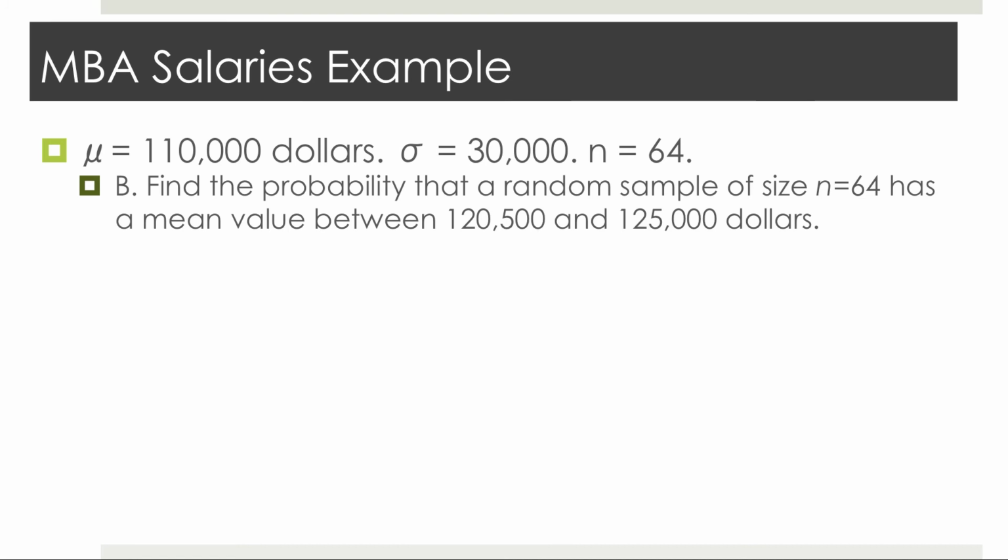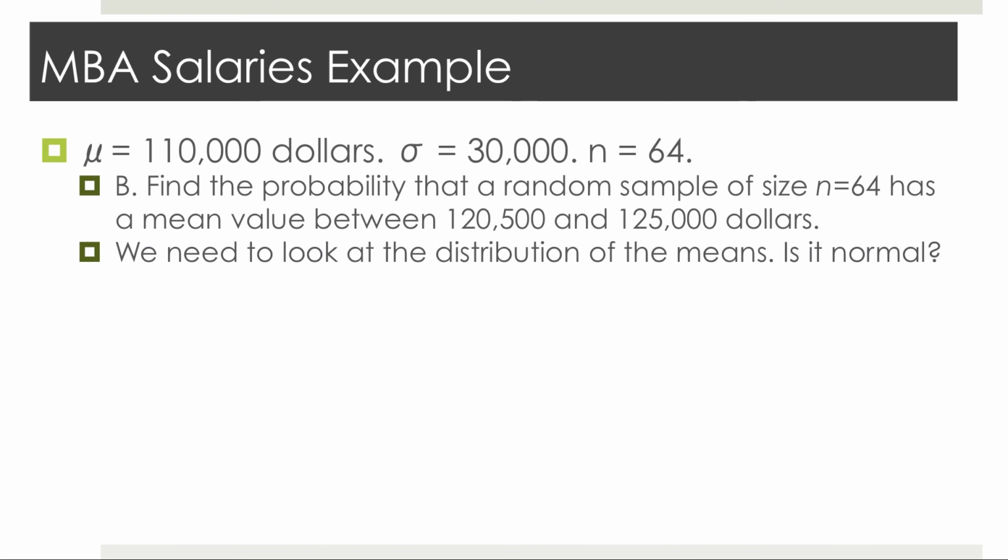But notice that up here, we're given the parameters about the population. So we have a little bit of work to do. We need to look at the distribution of the means. And first of all, we need to be able to determine whether or not it's normal. Well, that was pretty easy. Because we know the sample size is n equals 64, then the central limit theorem says that in this situation, because n is 30 or more, the sampling distribution of sample means is indeed normally shaped.